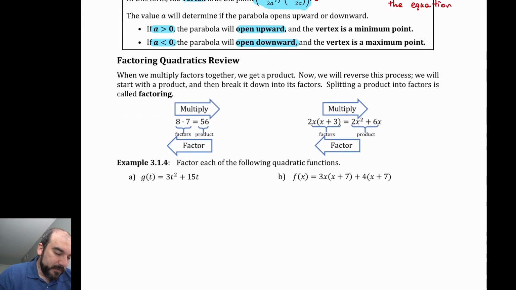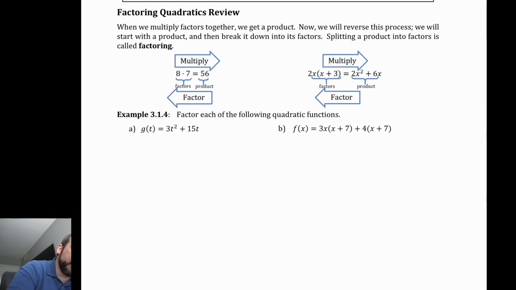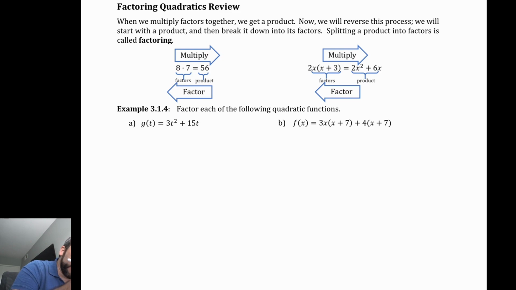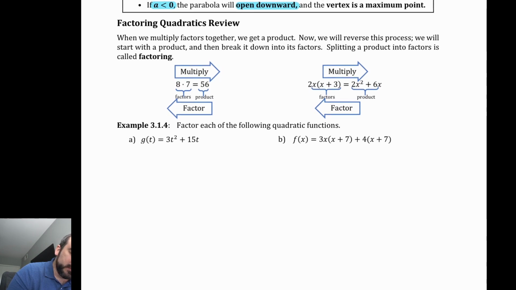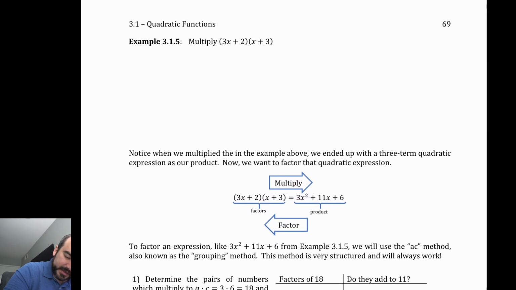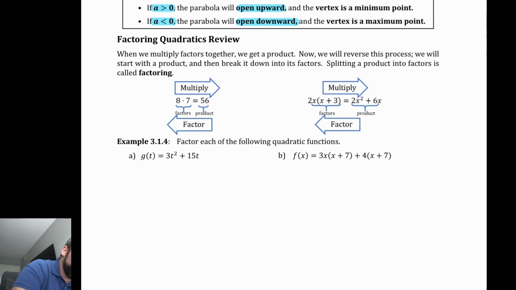So let's review factoring. You guys should have some kind of background on how to factor. I'm going to explain this, but it should ring some bells as I'm explaining it. The first thing we look for when we're factoring is a greatest common factor. So first, look for a greatest common factor.